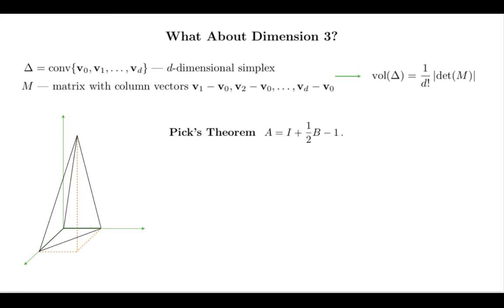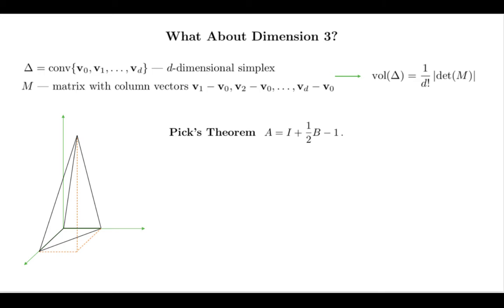There is a convenient way of computing volume of a simplex. A simplex is a d-dimensional polytope with the fewest number of vertices, that is d plus 1. If you give me a d-dimensional simplex that I call delta here, I will form a matrix out of these vertices by subtracting one vertex from the other d. So this gives me a d by d matrix.